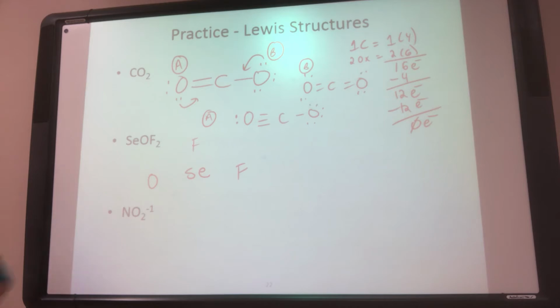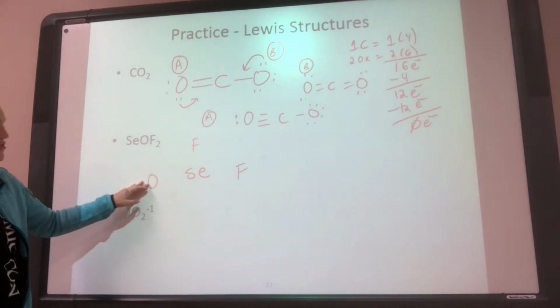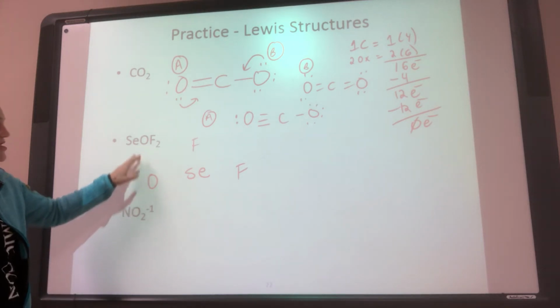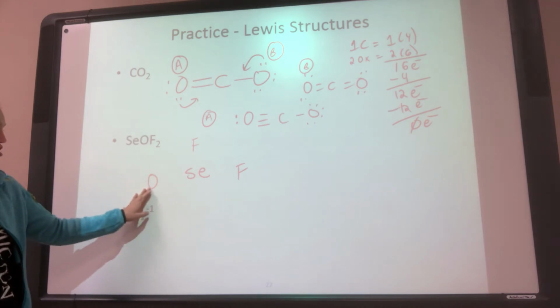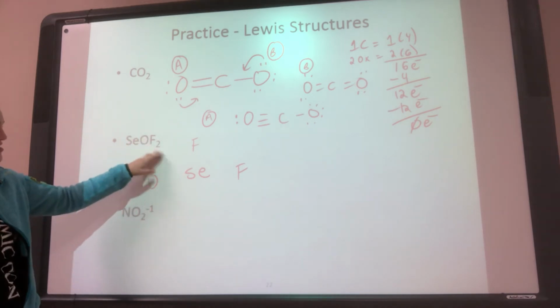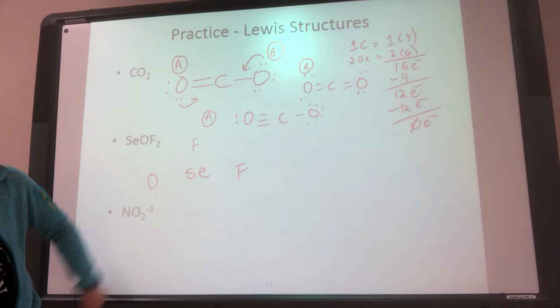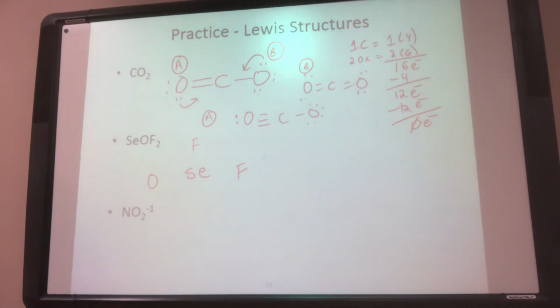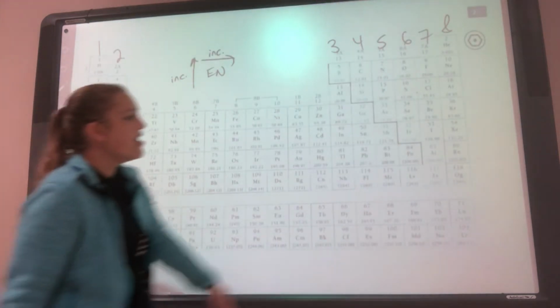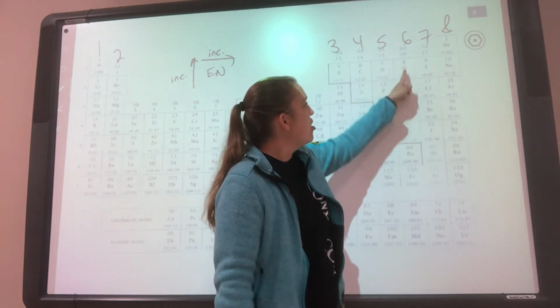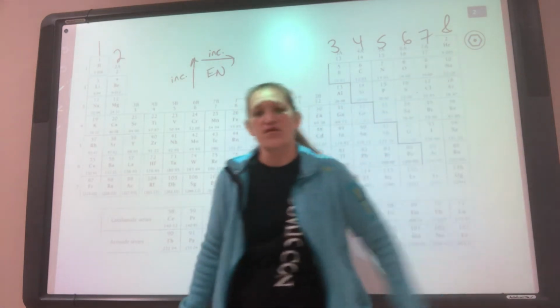The F's aren't going to go on the O's or anything like that. Remember, the only time we're really doing that is if it's a hydrogen, it goes on the O for an oxyacid. Here, this is just 2 nonmetals, so they just go on the Se. Now we add it up, so let's go back. Se has 6, O has 6, F has 7, okay?